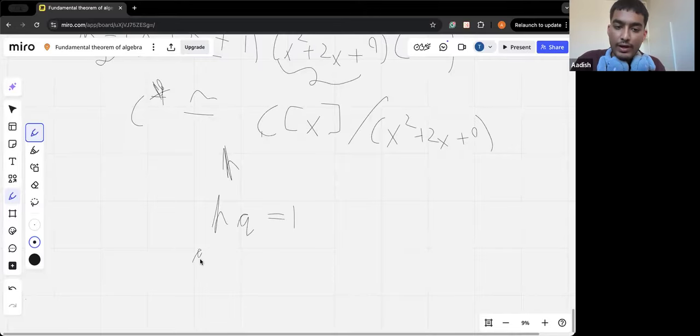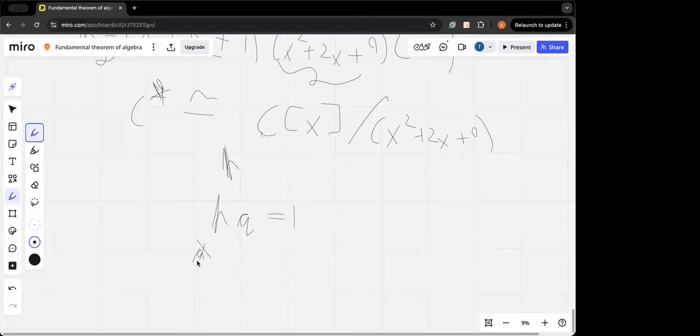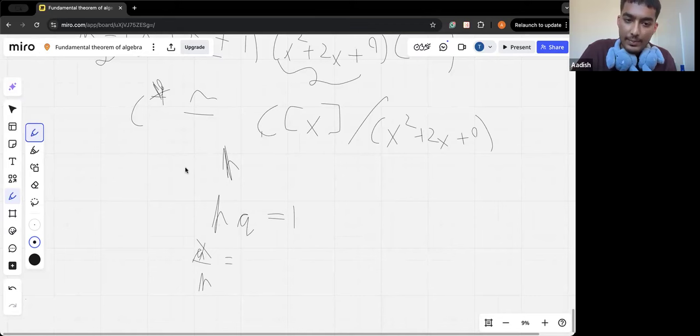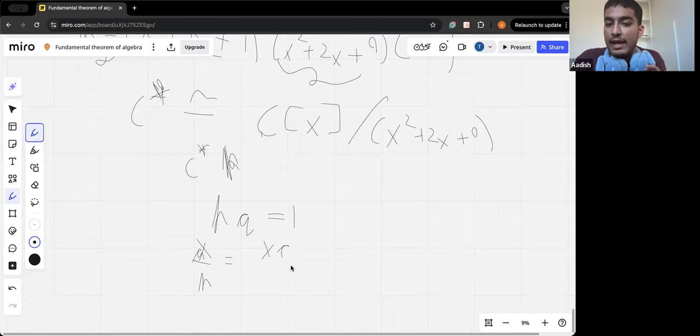Because then whenever we want to find... PQ is 1 in C star, yeah. Everything is happening in C star. So P is an element of C star. If we can find the Q in C star such that PQ is 1, then whenever we want to find X by P, we will just find X times Q. And we know how to multiply. Multiplication we are very happy doing.